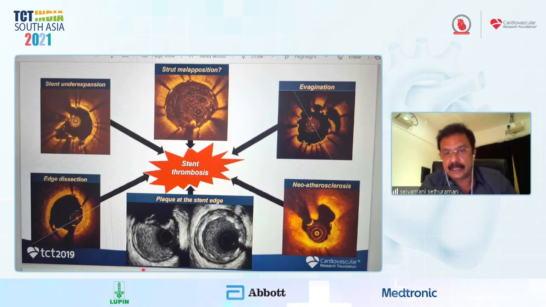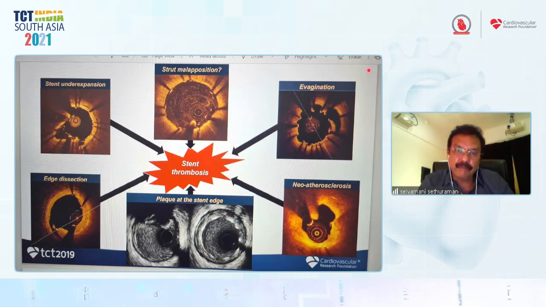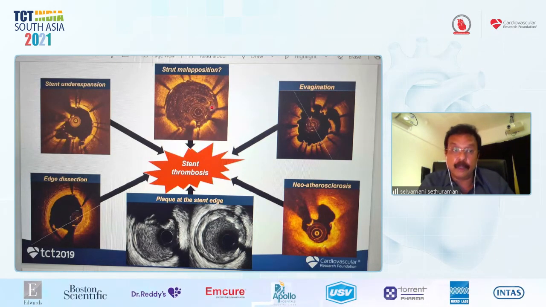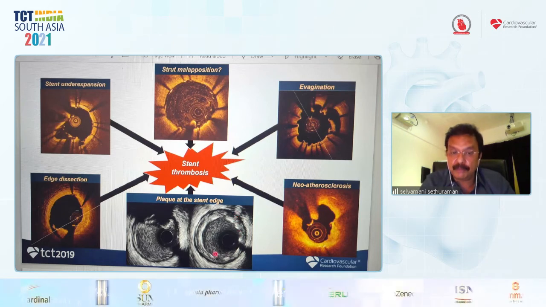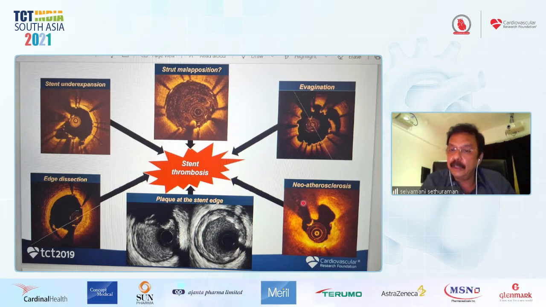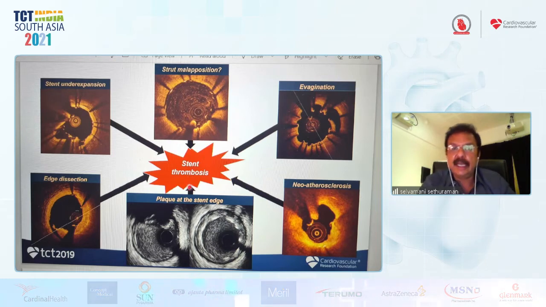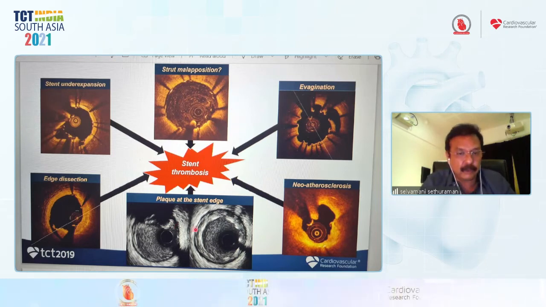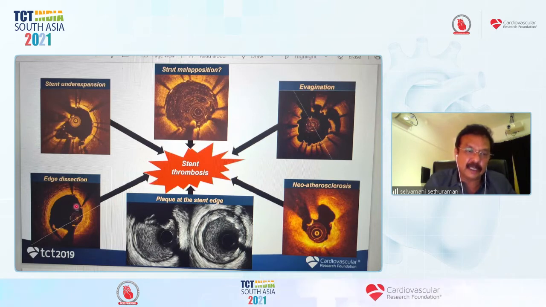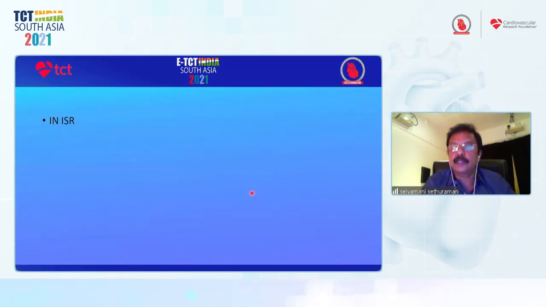So basically in stent thrombosis, the common reasons are significant malapposition, stent underexpansion, edge dissections, and of course, if you land in a plaque which has more than 50% plaque burden, and neoatherosclerosis. These are the very important reasons for stent thrombosis. Angiographically, you cannot just diagnose this. OCT gives a clear idea what is the reason for the stent failure, and you can take a decision.